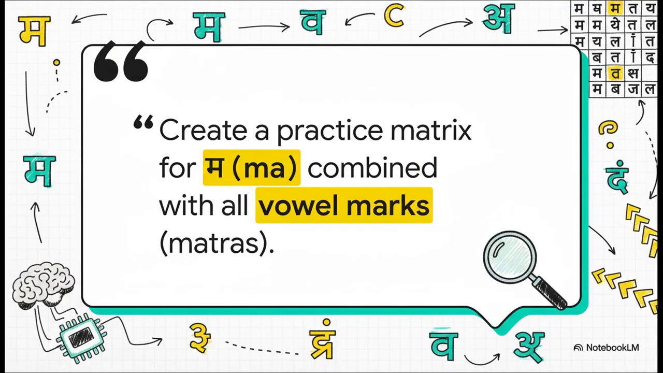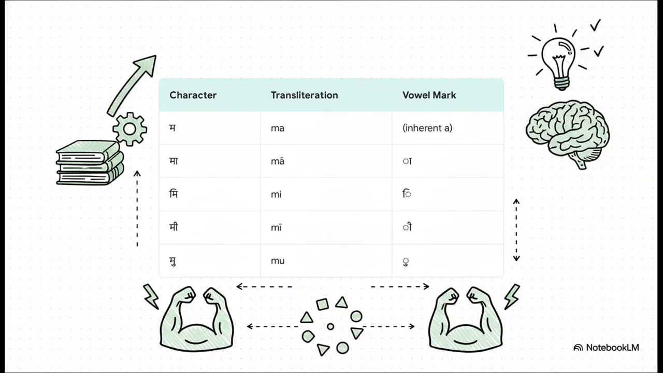Okay, now let's scale this up. Once you've learned a handful of consonants, you ask the AI to build you a practice matrix like this one. This is where you really start to see the beautiful logical system at play. You're not memorizing dozens of new characters anymore. You're learning one simple pattern that just repeats itself over and over. And here's what it spits out. Seeing it laid out in a clean table like this is often the big aha moment for learners.